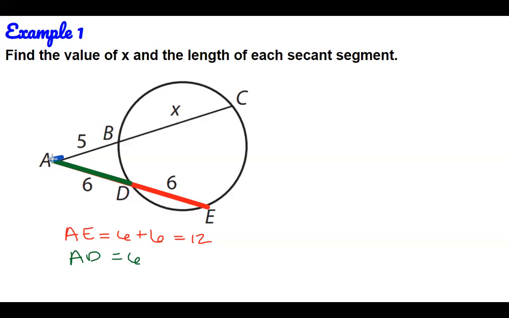The entire segment is AC. So AC is the exterior part and the interior part. What is it, guys? Go ahead, Alexandra. What's my exterior part? 5. What's my interior part? X. What do I do to both of them? What operation do I do? Not times. Plus, I'm going to add them together.